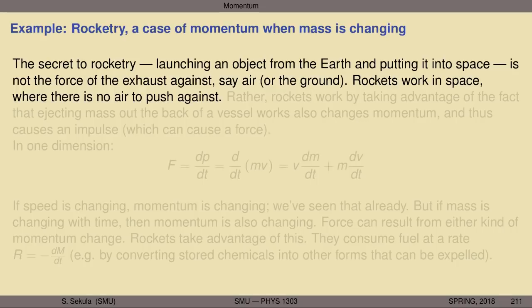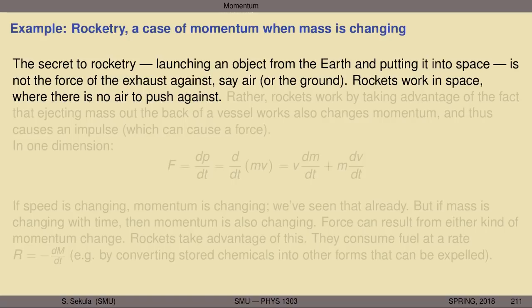Let's take a look at one more example before we close out this lecture, and that's the example of rocketry. Rocketry is a slightly different case than the one we've been considering already. In the case of the colliding carts, the mass of cart 1 and the mass of cart 2 were the same the whole time. They don't shed mass. But what's a rocket? A rocket is a large vessel containing fuel. The fuel mass and the rocket mass together form the mass of the whole vehicle.